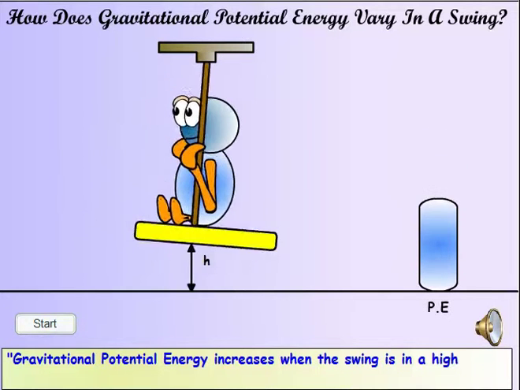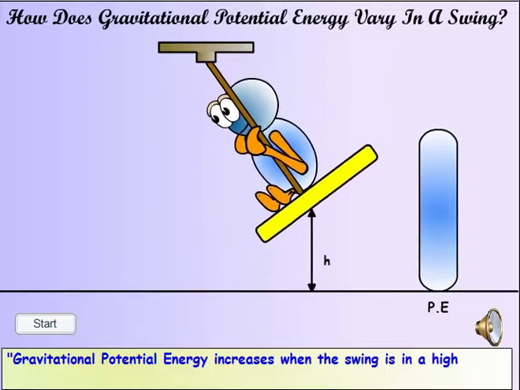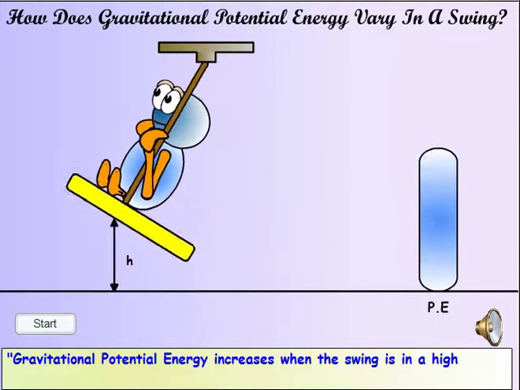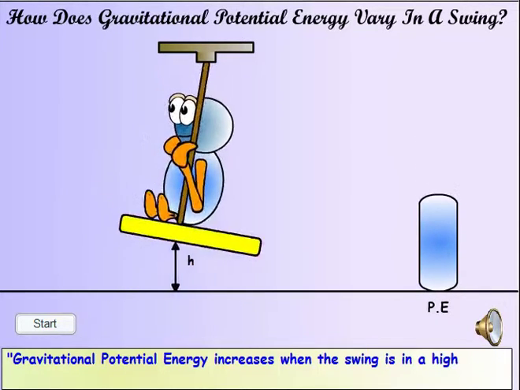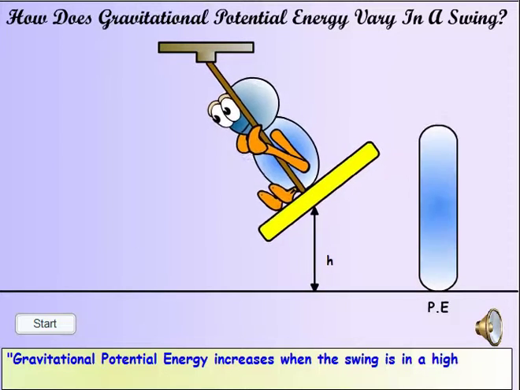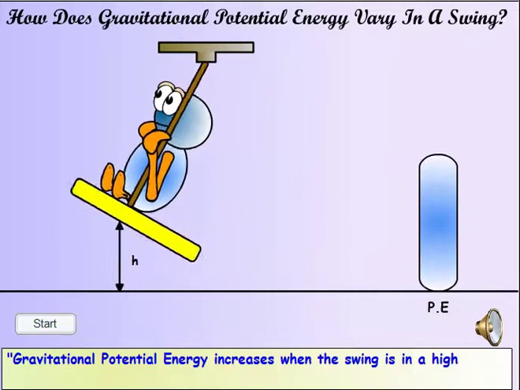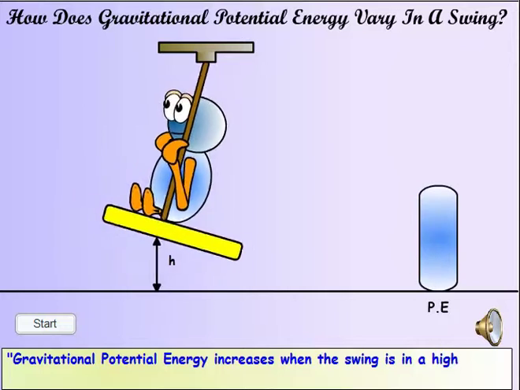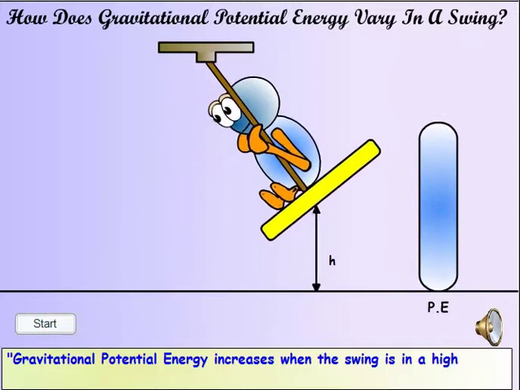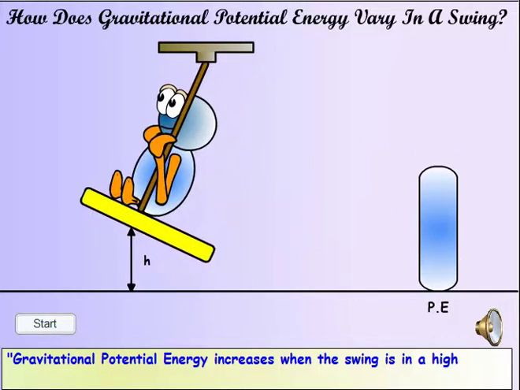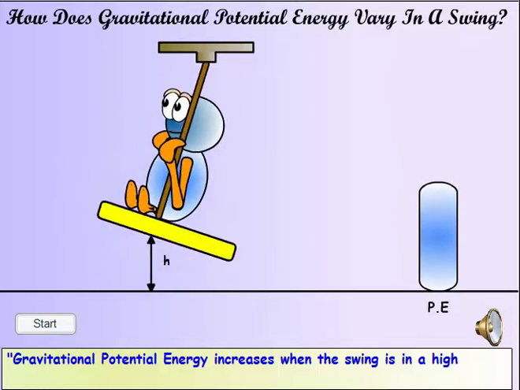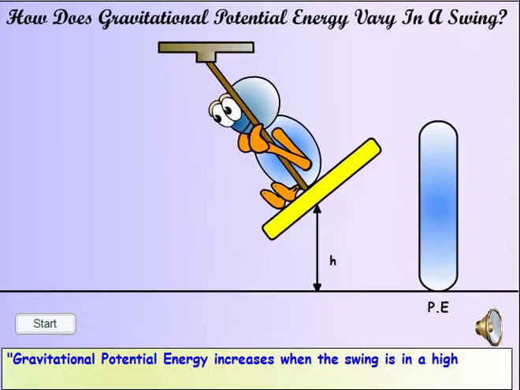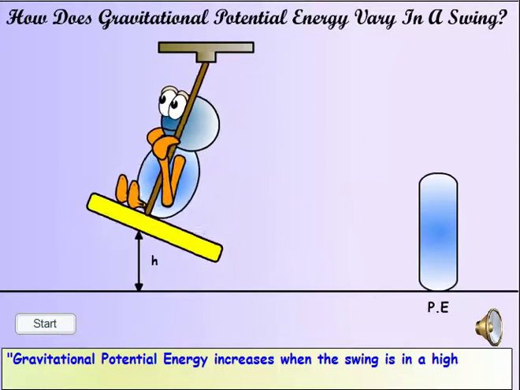The gravitational potential energy increases when the swing is at a high position and decreases when the swing is at a low position. At the highest position of the swing, the potential energy is at the maximum, which would be at the extremes. At the lowest position of the swing, the potential energy is at the minimum, which would be at the midpoint.